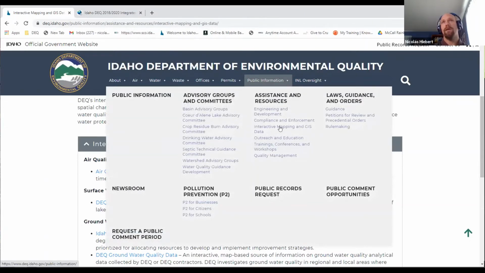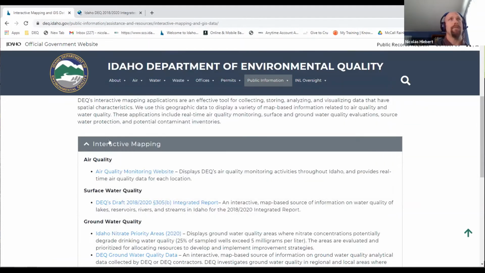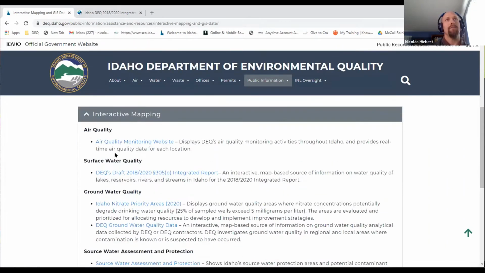You can go under the interactive mapping and GIS data. Under this, you'll see an interactive mapping tab. You click on this interactive mapping tab, and it brings up these preloaded maps. Three or so of these maps will really be helpful in filling out the clean water LOI: the drinking surface water quality map, the Idaho nitrate priority area map, and the DEQ groundwater quality data map.